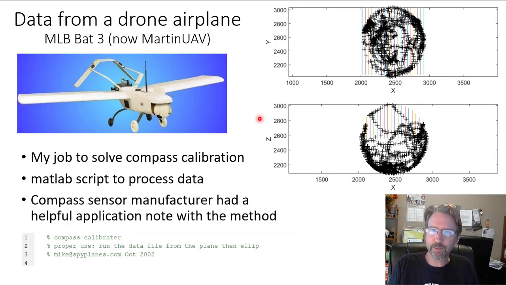So this is some data that I took from a plane that I used to work on. It was called the MLB Bat 3. That company was bought by Martin UAV. But I did basically that same process with this airplane and measured the data, and then I ran my MATLAB script that I wrote that used that least squares process, and MATLAB has a built-in minimization routine to find the minimum error, and I used that to calibrate the compass.